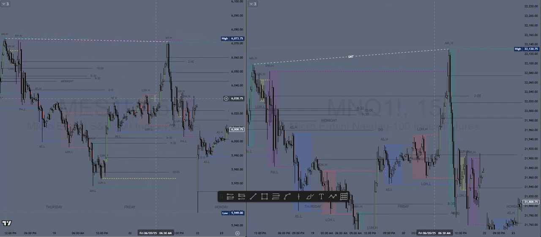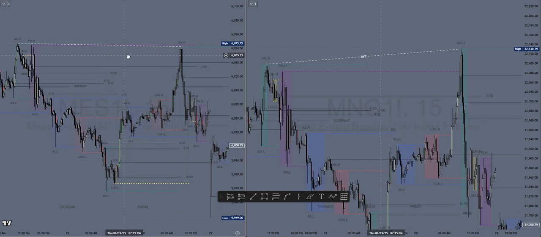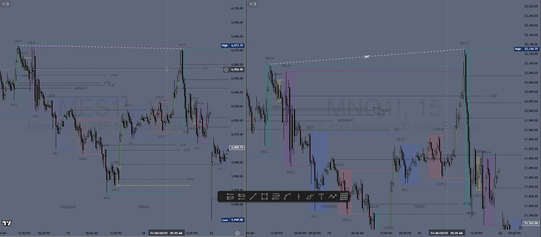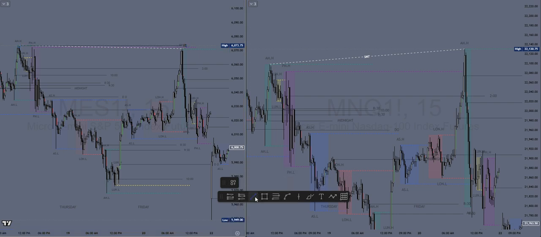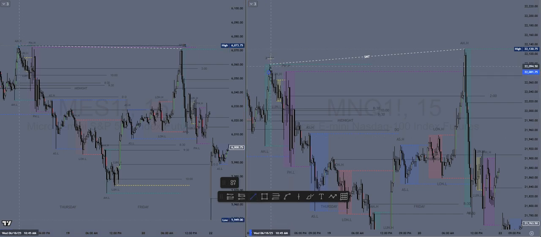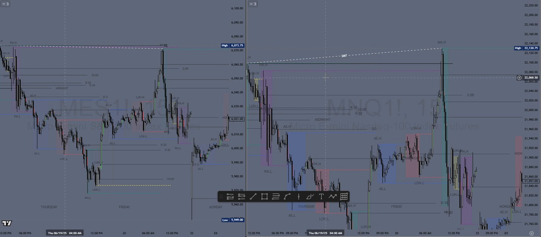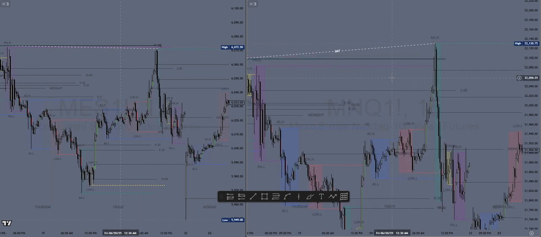So an SMT is when you have two matching, correlated pairs, which would be ES and NQ. It's when one pair ends up sweeping liquidity and the other pair fails to sweep liquidity, making that an SMT. So most of you guys would know that when price sweeps liquidity, it's obviously a liquidity sweep, and you would expect some type of reversal. But that is never guaranteed.